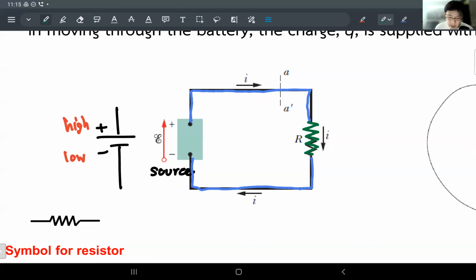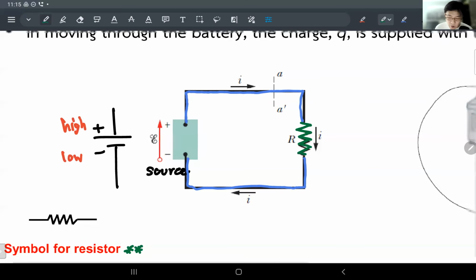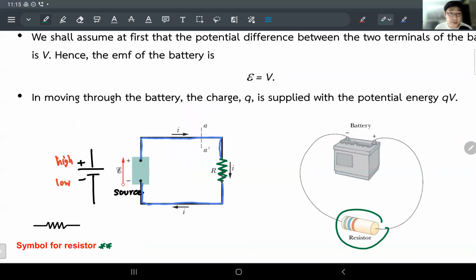And this one is the symbol for a resistor. I already told you, it doesn't need to be a resistor in your electrical circuit. This one could be a light bulb. It could be your oven. It could be your TV, radio, doesn't matter. Anything that has a resistance built in can be represented as a resistor. Cool? All right.